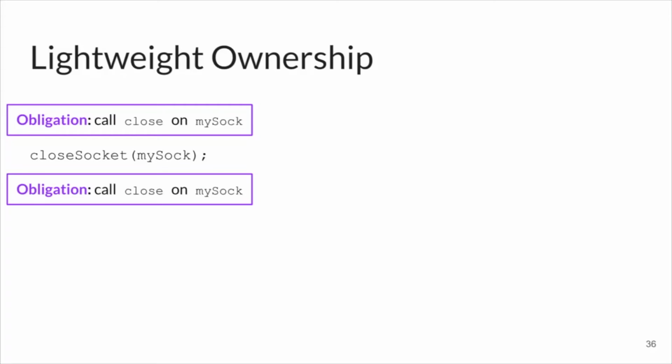In order for the analysis to figure out what's going on here, it needs some information about closed socket. It could get that in one of two ways. First, it could do an interprocedural analysis and no longer be modular, but that sort of defeats the point because we want a modular analysis. That's one of the reasons we're doing accumulation in the first place. Or it could have a specification, and a specification is the approach that we took.